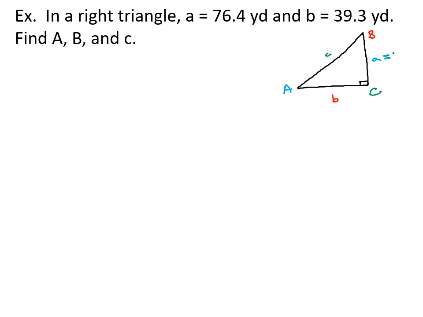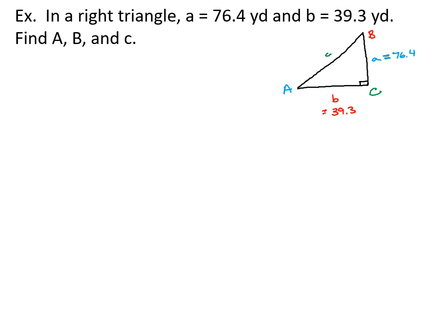What we know here is side A, that is 76.4, and side B, that is 39.3. Automatically, I know without doing anything, I know C has to be the longest side, so C should be bigger than 76.4. How much bigger, I don't know. It doesn't even have to be a lot bigger, but it does have to be a little, bare minimum, a little bit bigger.